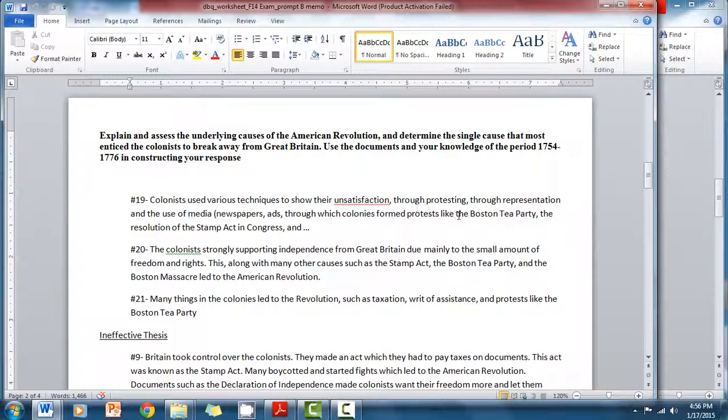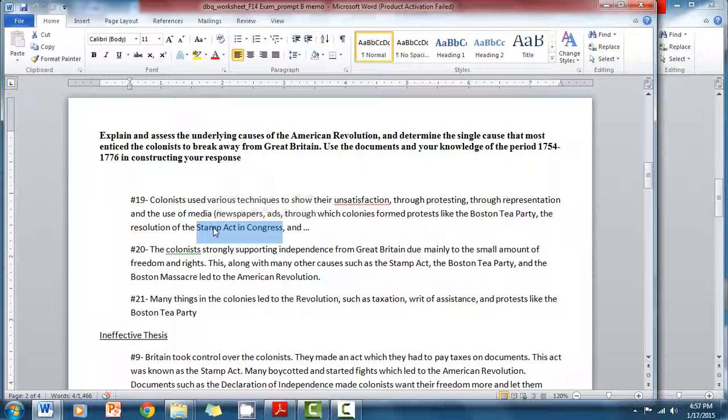And one other cause you could have thrown in here, since you're talking about the Boston Tea Party, is the economic restrictions or economic restraints experienced by the colonists. That would probably be appropriate, and it would touch on the heart of that event, the Boston Tea Party. And then the resolution of the Stamp Act in Congress. So, again, this is a specific event. You want to refrain from specific events because of their timestamp.